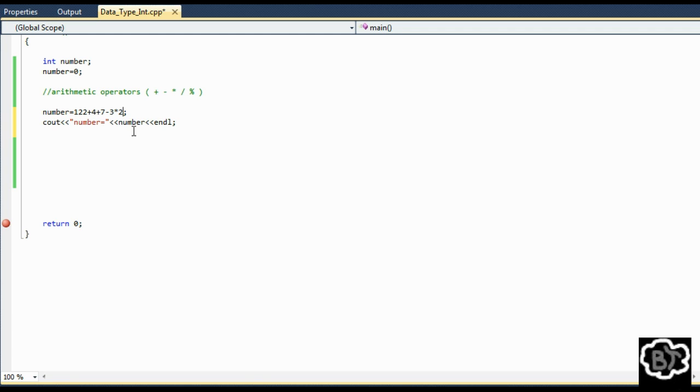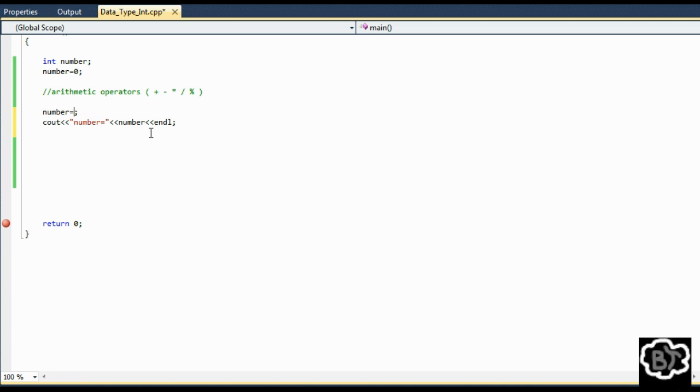C++ will follow the order of operations. So if you were to run this code, it would do 2 times 3 first, and then it would do all the addition and subtraction in the correct order. So it does follow the order of operations.